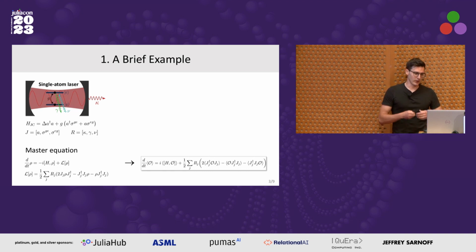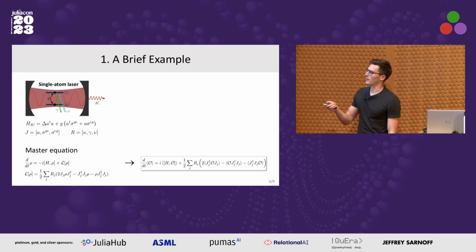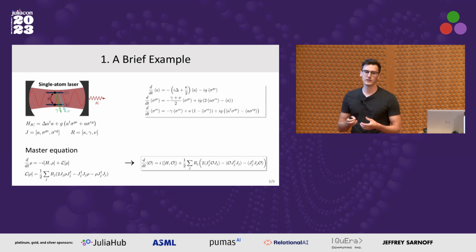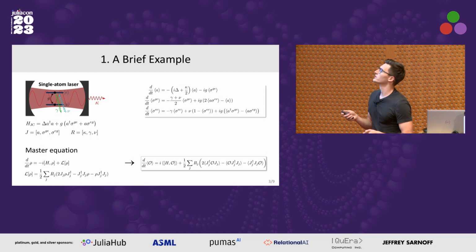Good. So if we want to use this equation now, we need to apply the commutator rules here to get this expression here, and also calculate these operator products over there. But if we do so, we get, for example, these three equations for the field inside the cavity, for the coherence of the two-level atom and, for example, the excited state population of the two-level atom.